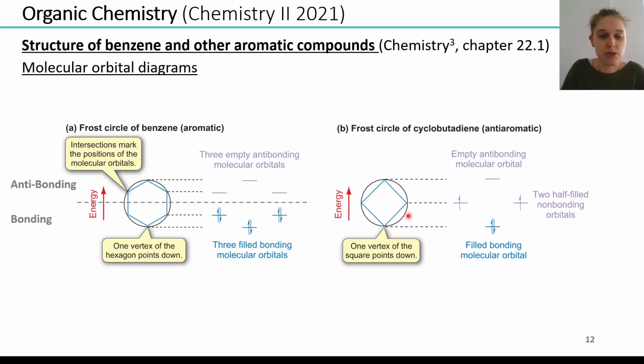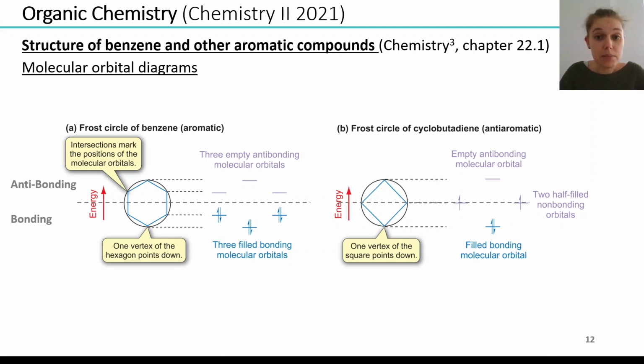Afterwards, we draw a circle around the square, and again, each intersection between the circle and the square constitutes then one molecular orbital. Subsequently, we draw again a horizontal line through the midpoint of this square, and then we see that this time we have 2 molecular orbitals exactly on this line which goes through the midpoint. And this kind of molecular orbital is called non-bonding orbital.